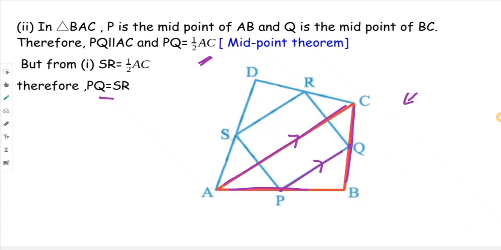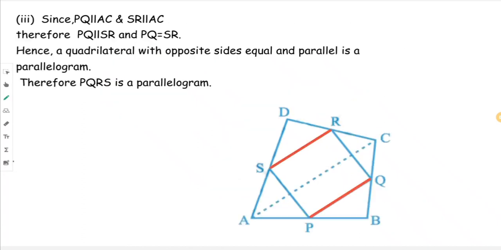Now when you look at 1, what did we get? From 1 we got that SR equals half times AC, and we just got this. Now look at the right hand side, half times AC, half times AC. Can I say the left hand side will be equal? I can say, so PQ equals SR. That is our second proof. Let's go to the last.